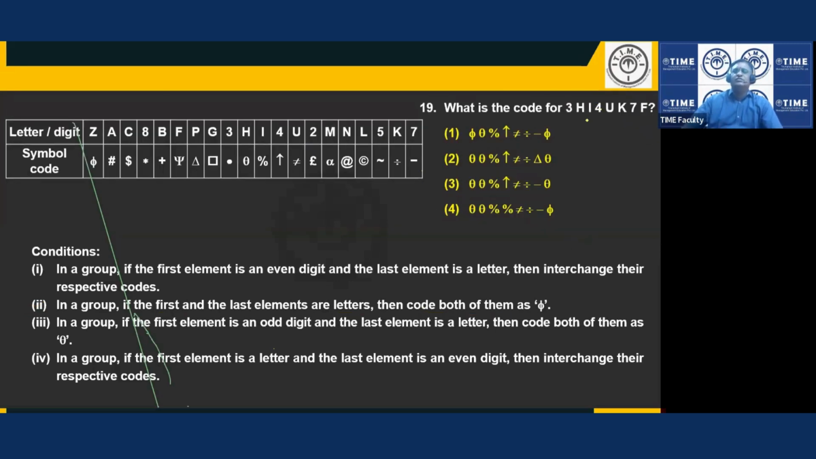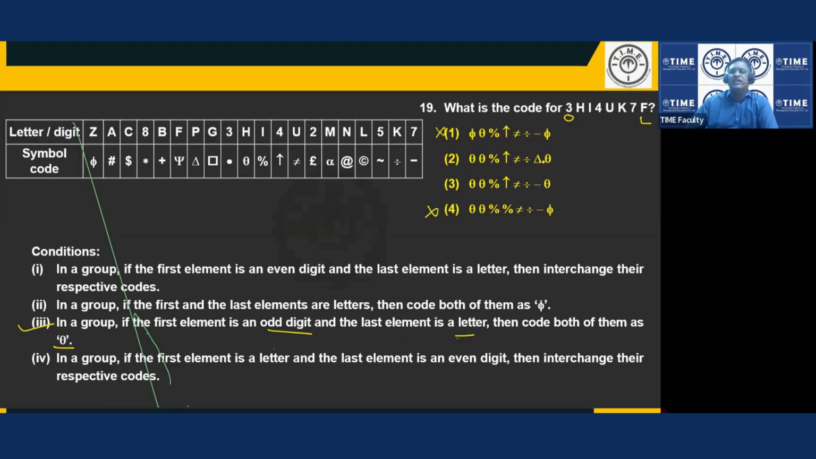Question 19. See what is the code for 3F? 3 is an odd digit and F is a letter. The first element is odd, the last element is a letter. Condition number 3 is matching. The first element is an odd digit, the last element is a letter, then the code of both of them is theta. In which option is theta at the start and end? Option 1 eliminated, option 4 eliminated, 2 and 3.